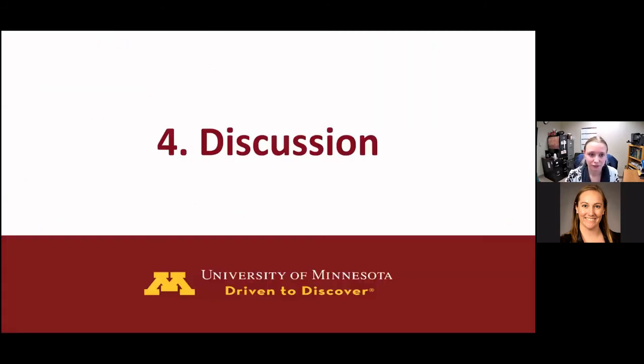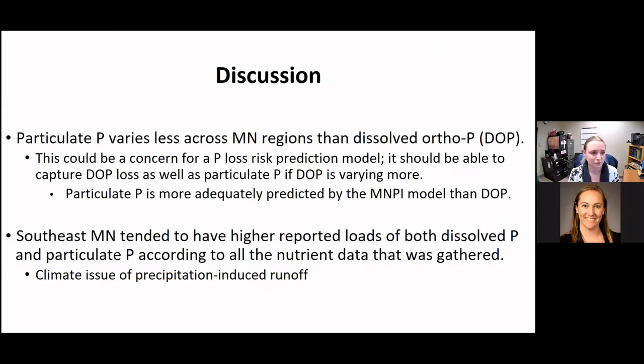Moving on to discussion. After looking at all these graphs and thinking about it, particulate P varies less across Minnesota regions than dissolved ortho-P, or DOP. This could be a concern for a P-loss risk prediction model because it should be able to capture DOP loss as well as particulate P if DOP is varying more. Particulate P is more adequately predicted by the MNPI model than DOP. And Southeast Minnesota tended to have higher reported loads of both dissolved P and particulate P according to all the nutrient data that was gathered.